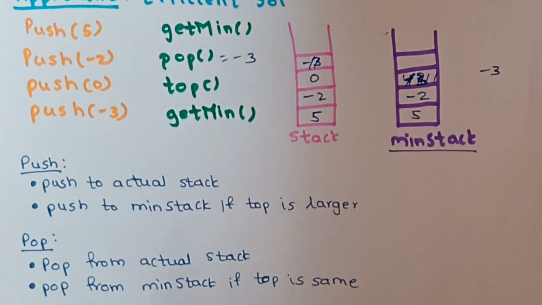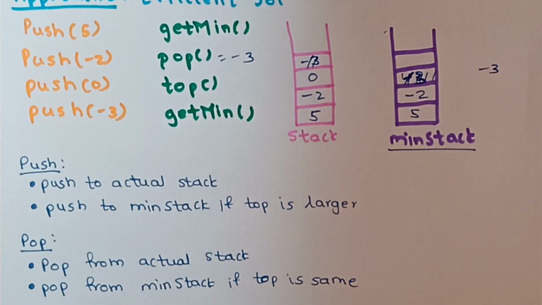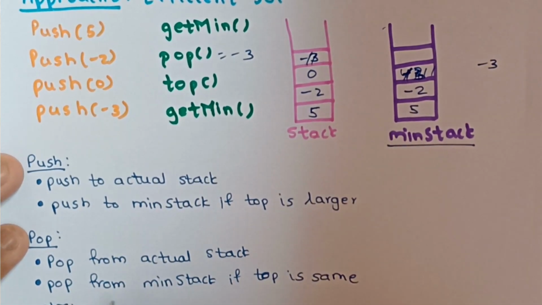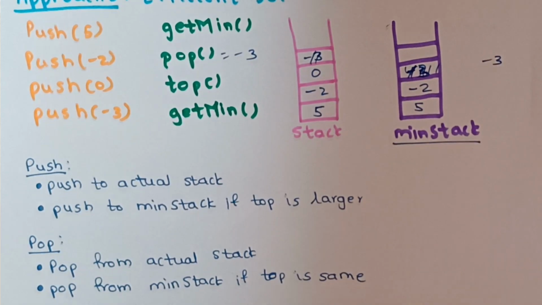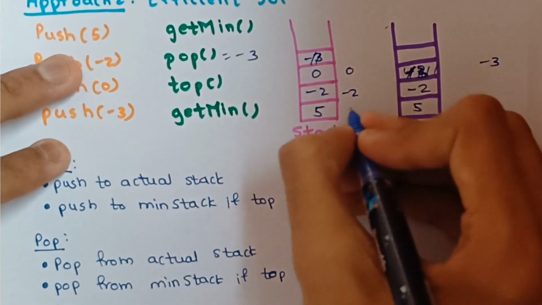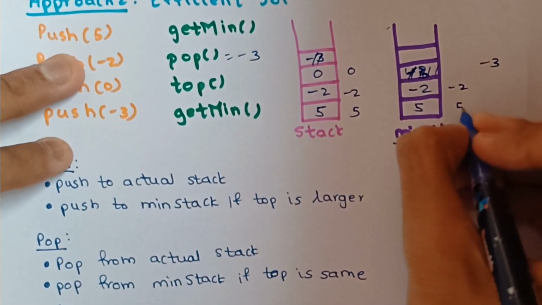Okay, you understand that, you can see here I have written: pop the element from the actual stack, and if the popped element is equal to the minimum stack top, then we have to remove that element from the minimum stack also. Now our stack will look something like this: actual stack and this is minimum stack.